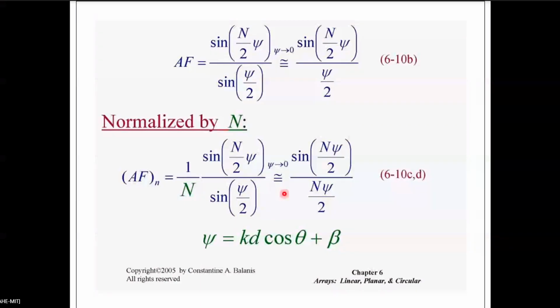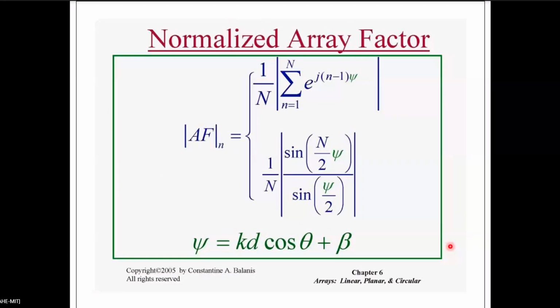Yes, sir. And psi is equal to kd cos theta plus beta. d is the distance between the elements, theta you know, and beta is the progressive phase shift between the elements. So this is what is written as the normalized array factor.